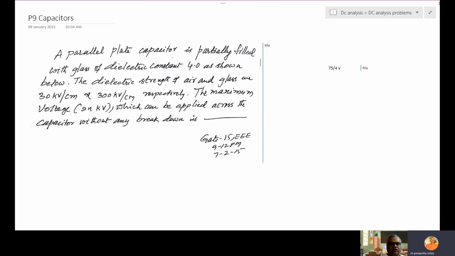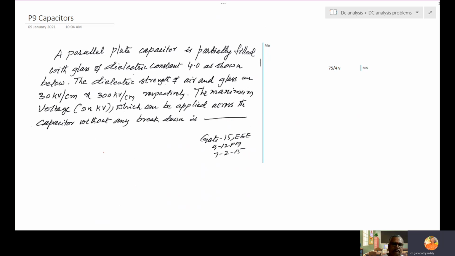A parallel plate capacitor is partially filled with glass of dielectric constant 4.0 as shown below. The dielectric strength of air and glass are 30 kilovolt per centimeter and 300 kilovolt per centimeter respectively. The maximum voltage in kV which can be applied across the capacitor without any breakdown is.